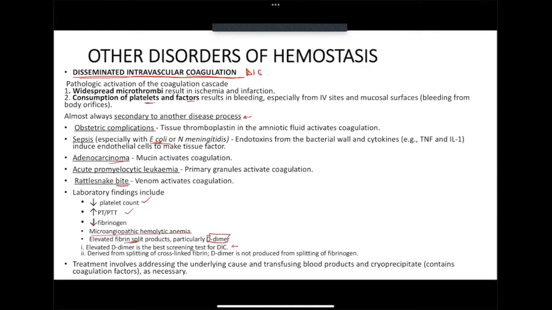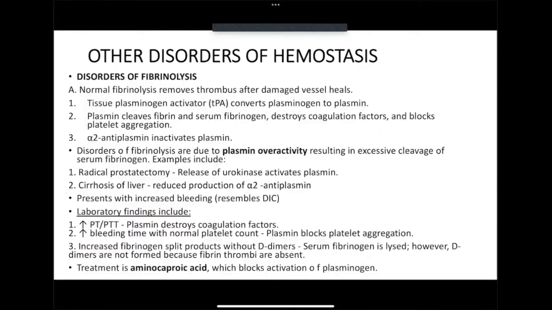Okay, now treatment involves addressing the underlying cause. You can transfuse blood products and cryoprecipitates that contain the clotting factors that are necessary. So you can have disorders of fibrinolysis.